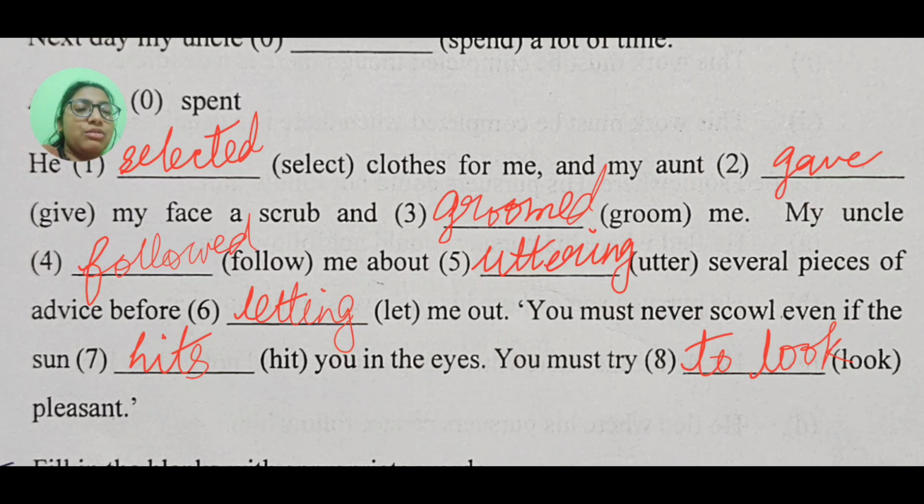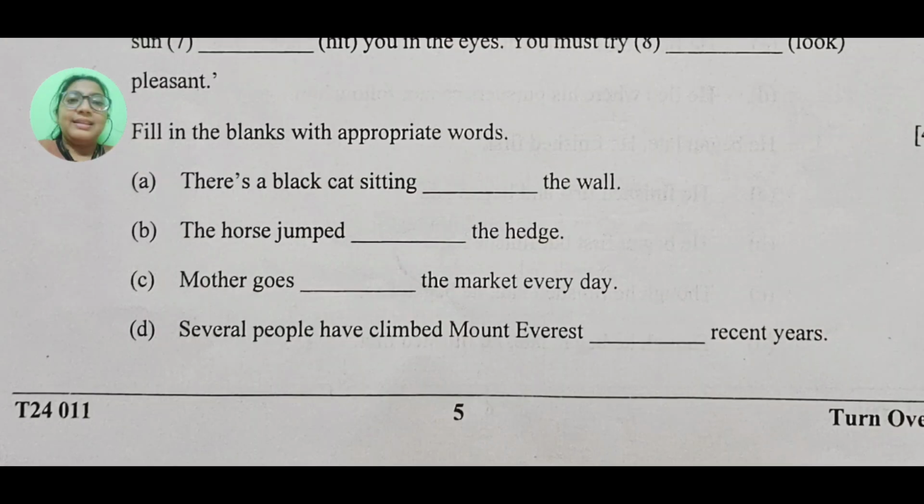He selected clothes for me, and my aunt gave my face a scrub and groomed me. My uncle followed me about uttering several pieces of advice before letting me out. You must never scowl even if a sun hits you in the eyes. You must try to look pleasant. Okay, so this is the answer for question number 5A. Now we move on to fill in the blanks with appropriate words.